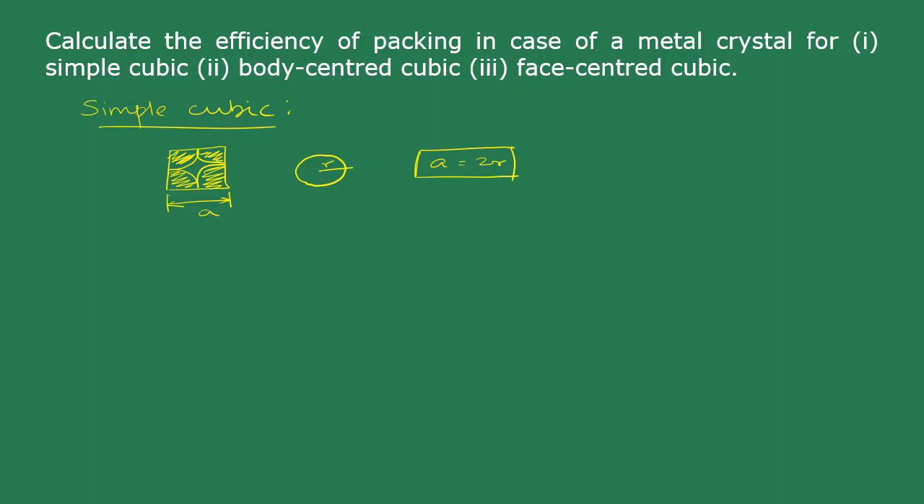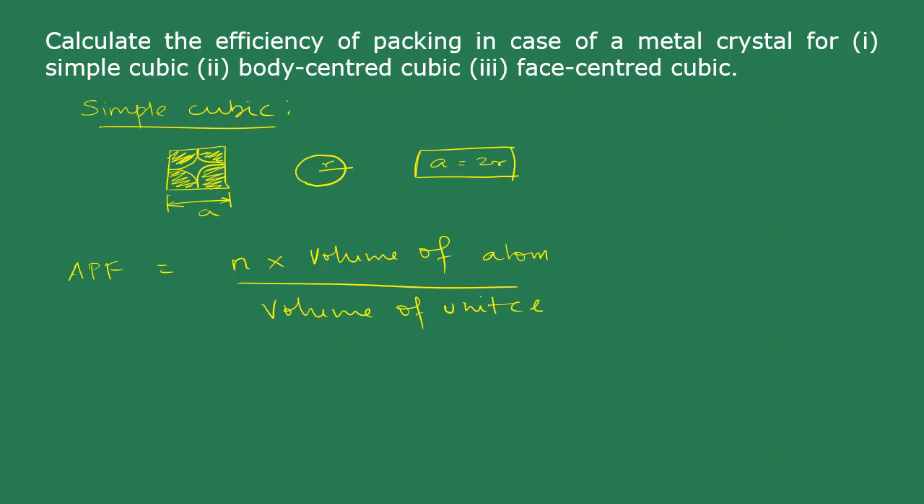Next, carrying forward this relation, we have to calculate the atomic packing factor. We'll go to the atomic packing factor formula: N into volume of atom divided by volume of unit cell. N for simple cubic is 1. N is nothing but number of atoms in a unit cell.